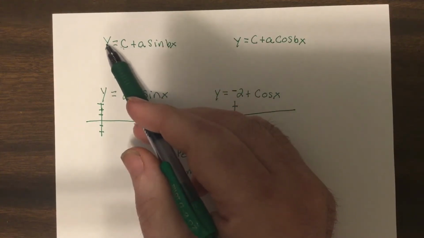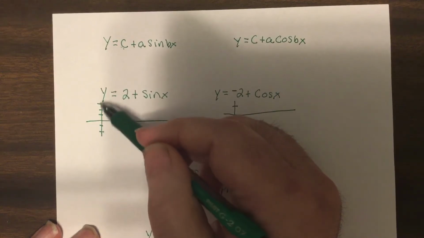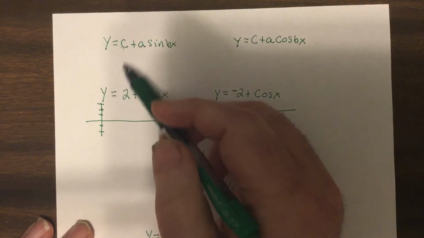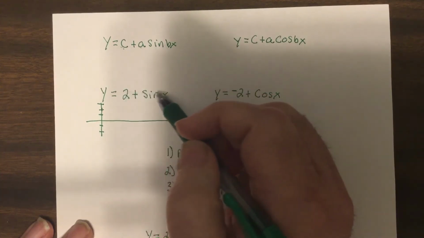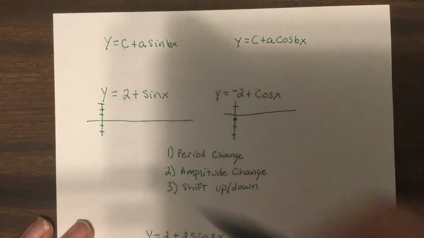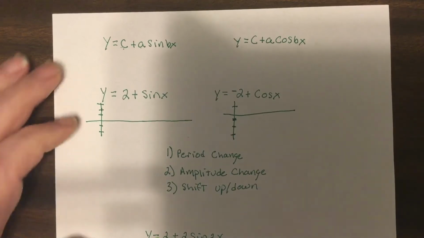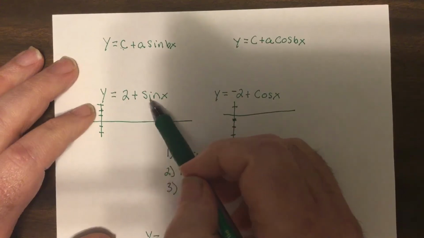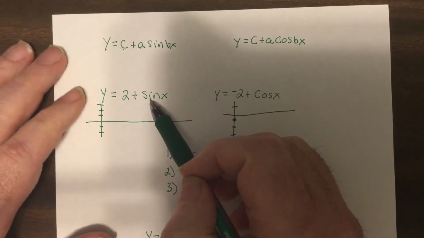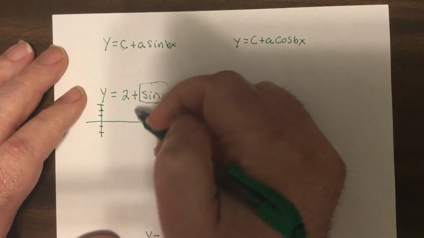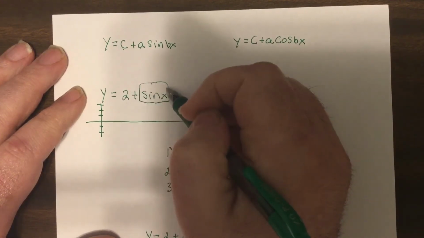So y corresponds with up and down. So that just means we're moving the whole graph up and down. Now, different books call it different things. I'm just going to say we're going to shift the graph up and down. So if I said, what is 2 plus sine x? What I recommend is just graph this, then add 2 to all the major points.